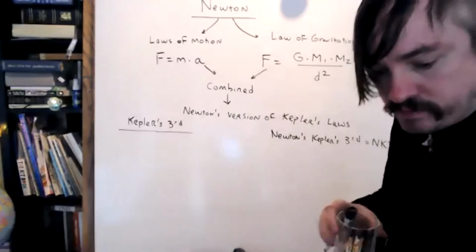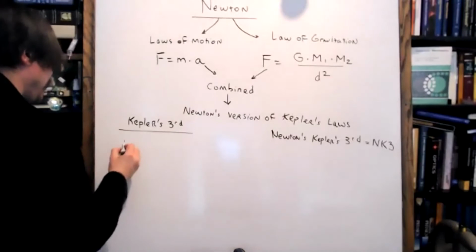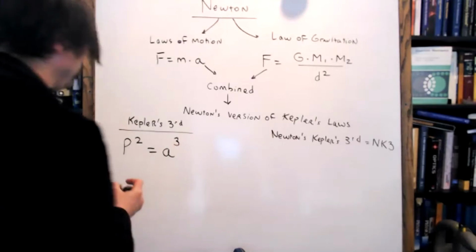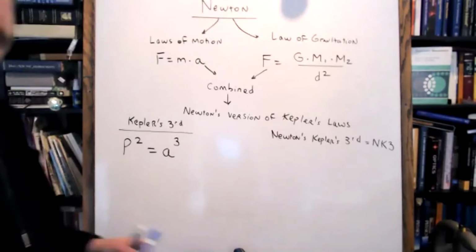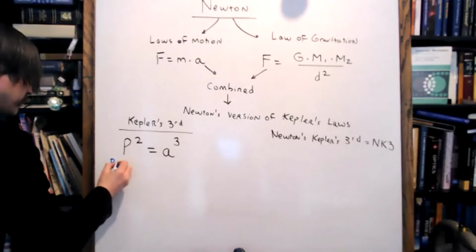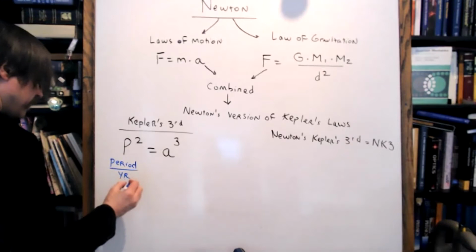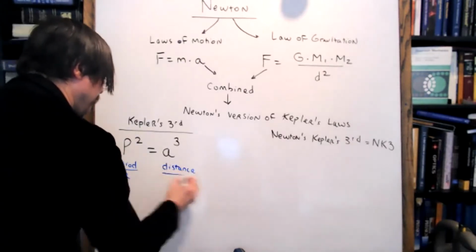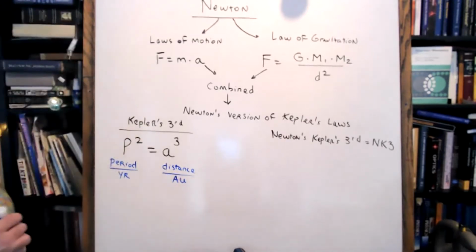It's the harmonic law. So P squared is equal to A cubed. And what do the things mean? P is the period of planets in years, and A is the average distance between planet and the sun in AU. So I'm going to do shorthand versions. P is period in years. A is distance in AU.